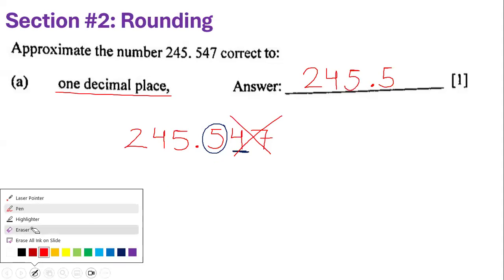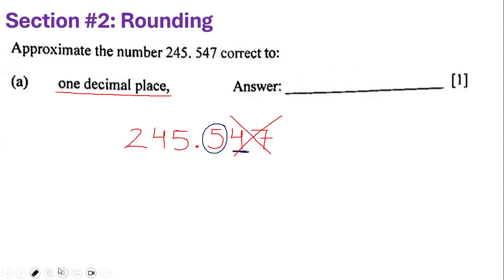0.5. Yes, so let's do it again. It's going to be 2, 4, 5, point what? 0.5.